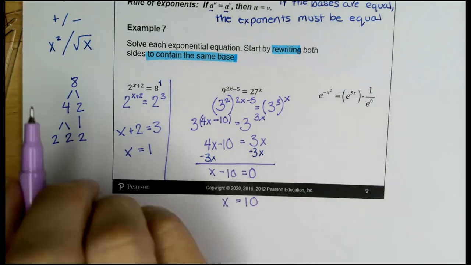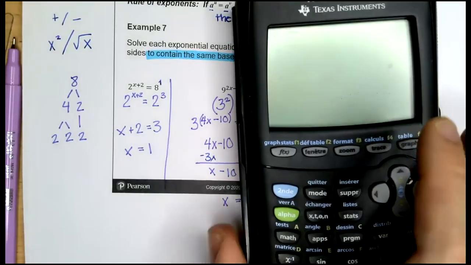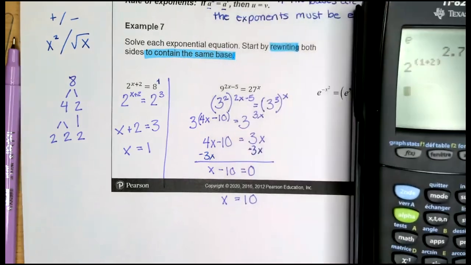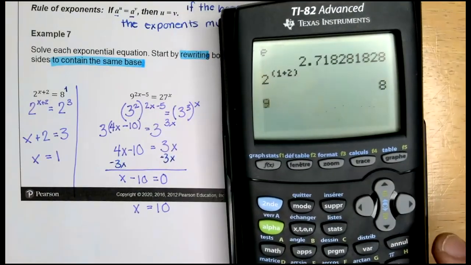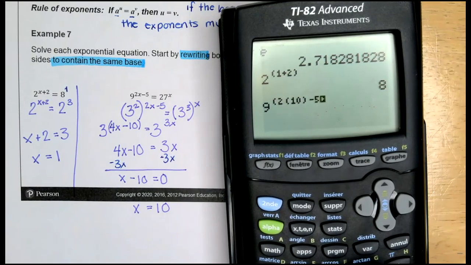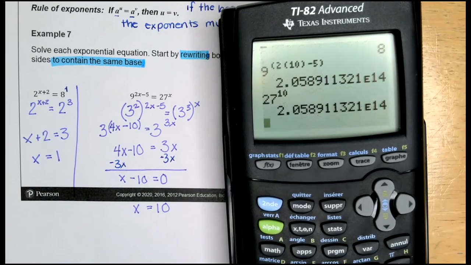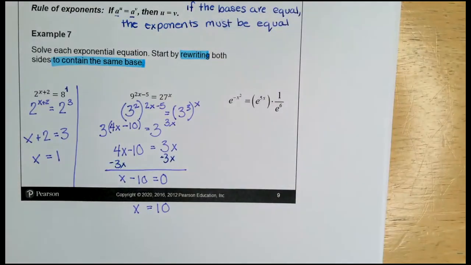Ooh, excuse me, I forgot, we can check these. So 2 to the power of 1 plus 2 is 8. All right, this one is 10. So now we have 9 to the power of 2 times 10 minus 5, which is a very big number. And then 27 to the 10th is that same very big number. So those work out.